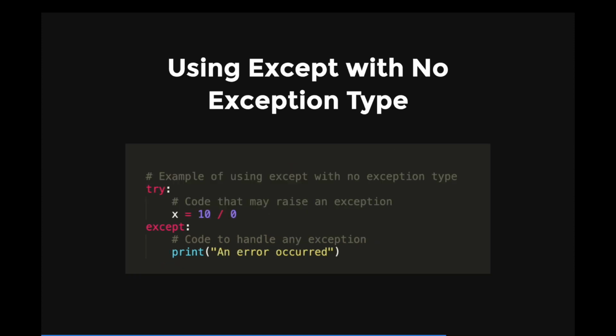Using except with no exception type. You can use an except block without specifying an exception type to catch any and all exceptions that occur in the try block. Here is an example where you're not specifying what type of exception you want. While this approach can be convenient, it's generally recommended to specify the specific exception types you expect to handle to avoid catching unexpected errors unintentionally.